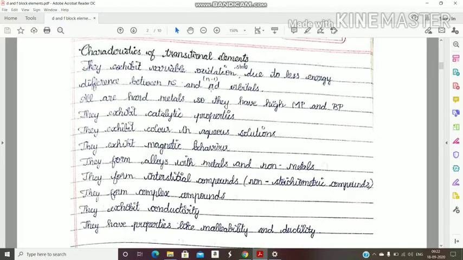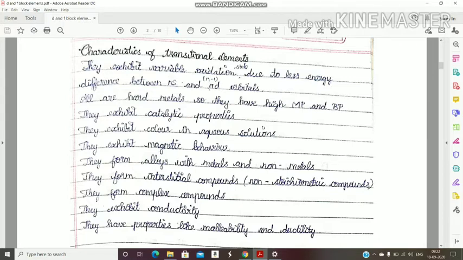If energy difference is very less, automatically the electrons present in those orbits will involve in chemical reactions when those elements react with other substances. So that is the meaning of that point. For example, take scandium. Scandium atomic number 21. Its electronic configuration argon 4s2 3d1, 4s3d.